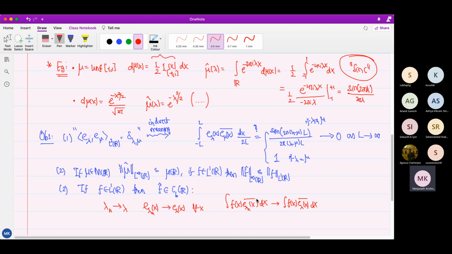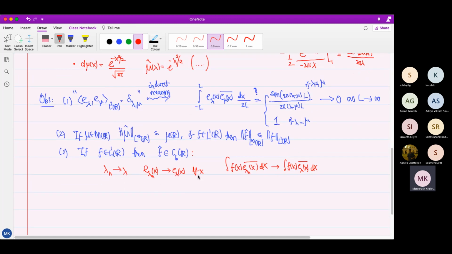Okay, conjugates here. So the fact is, yes, the integrands converge pointwise, and you can use DCT because f of x E lambda n of x is just bounded by f of x, and this is in L1. So DCT applies. By DCT this will converge to that, which is saying f hat of lambda n converges to f hat of lambda. So it's continuous. So L1 functions map to continuous functions.